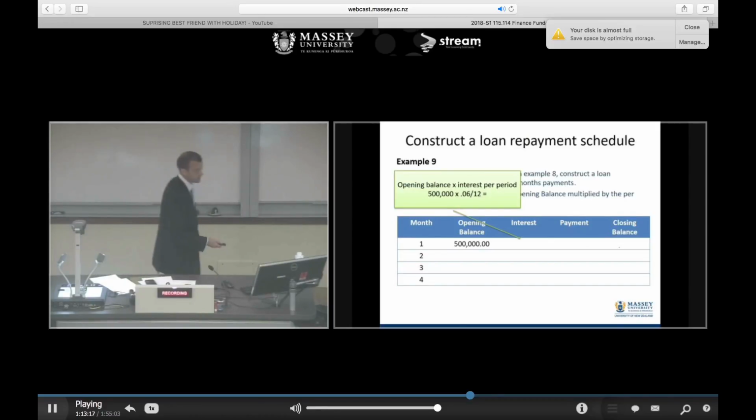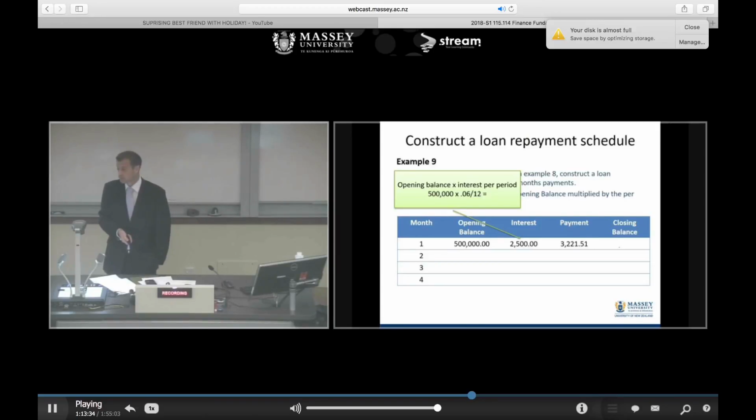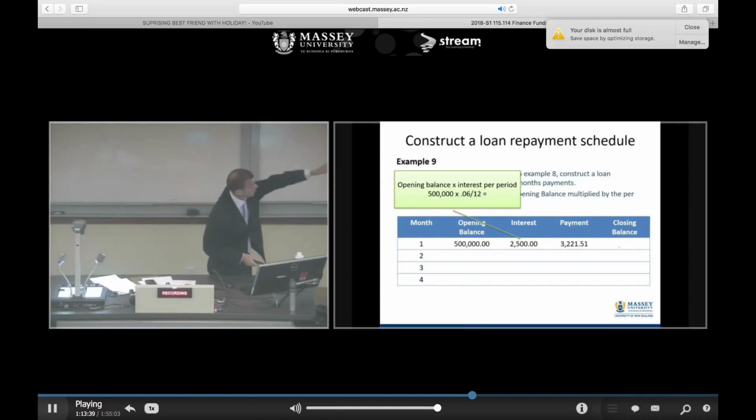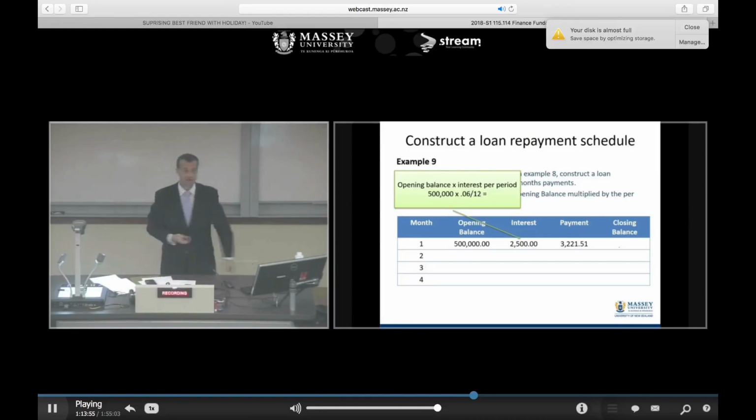So opening balance times interest per period will give us $2,500. So we make our first payment, that's at the end of the month, they charge us that. Also at the end of the month, we make our first payment of $3,221. So you can see there very quickly that most of what we pay, $3,200, but actually $2,500 of it is just going to the bank as interest. Very little of it, relatively speaking, is going on actually reducing that loan amount.